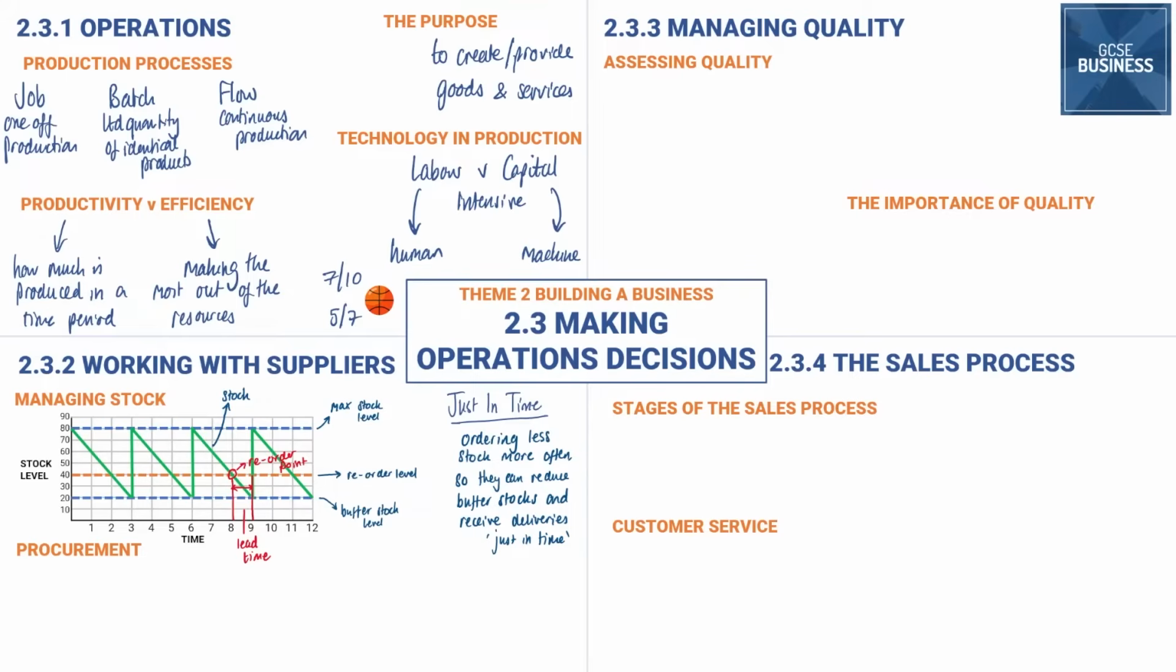And then obviously, you've probably guessed, the reason this is called just in time is because the deliveries arrive just in time, as in just before we run out. So that concept of just in time is really important. It's about reducing storage costs. It's about reducing buffer stocks and maximum stock levels. And it's just about making sure that we have good relationships with our suppliers so that we can actually do this. This topic is full of really specific key terms.